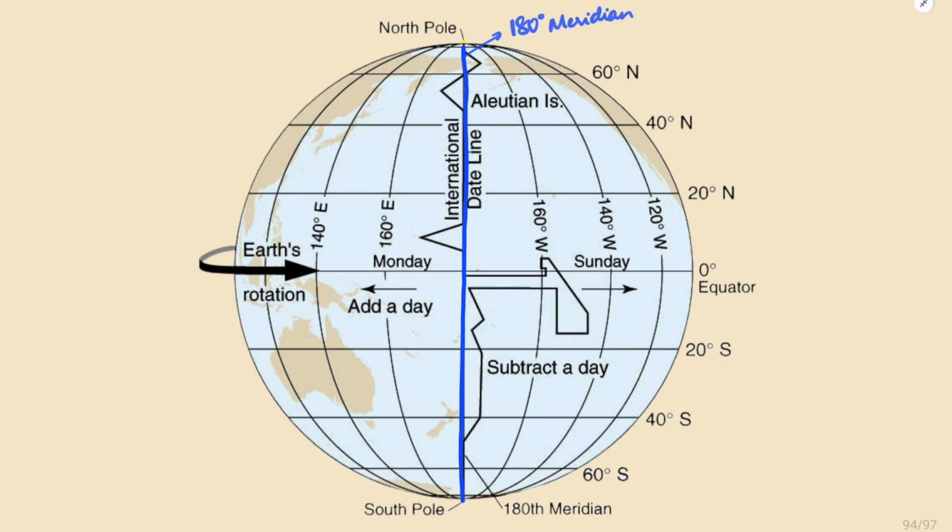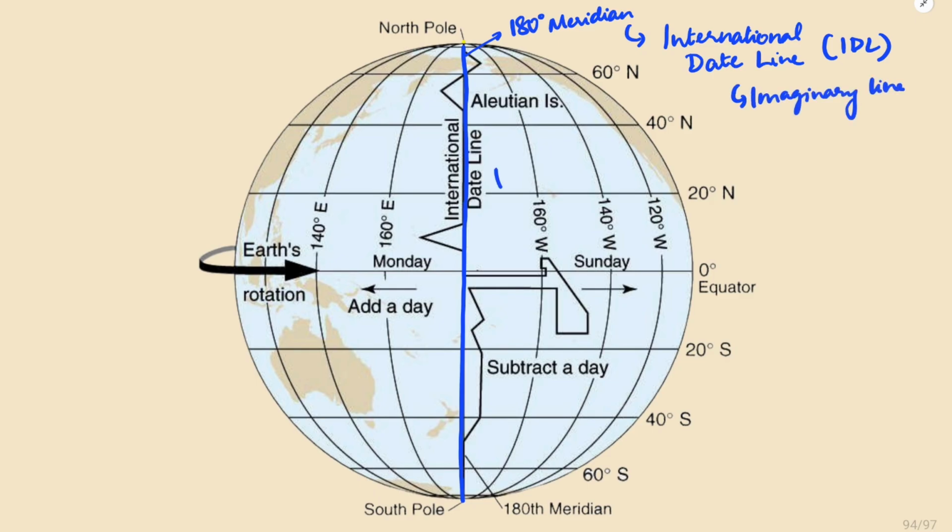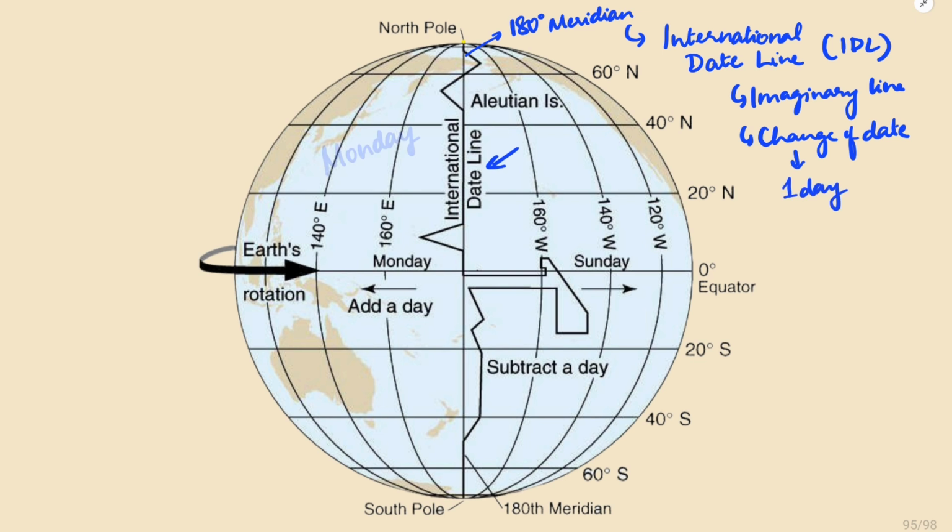The 180 degree meridian, directly opposite the prime meridian, is known as the International Date Line. It is an imaginary line that runs through the Pacific Ocean, and it marks the change of date on the Earth. Along the international date line, the date changes by exactly 1 day when crossed. For example, if it is Monday, April 2nd on the west side of the international date line, it will be Sunday or April 1st on the east side.